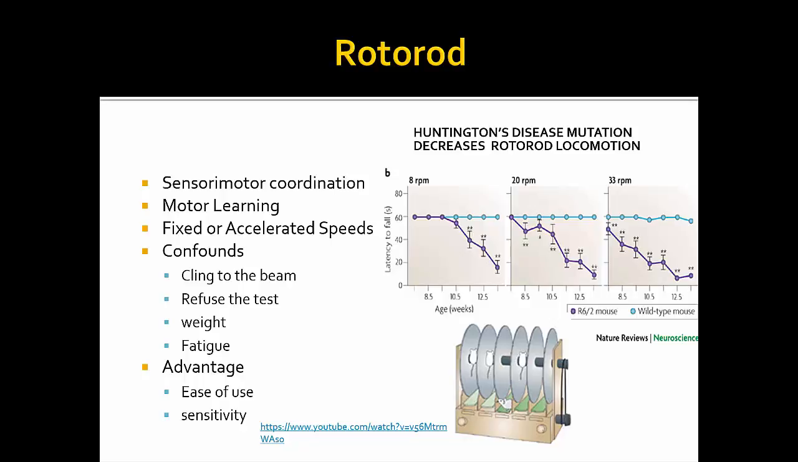Of course, the advantage of this is that it's really simple to use and doesn't require a lot of resources. It is a pretty sensitive test. But there are some confounds to this, like they'll cling to the beam, or they'll refuse to test. The weight can be an issue. If they're quite heavy, they might not be able to pull themselves around the rod. Or in cases of accelerated speeds, they might be tired. Why are they not holding on at the higher speeds? Is it because they're tired from the previous speeds? So these are things that you have to consider.